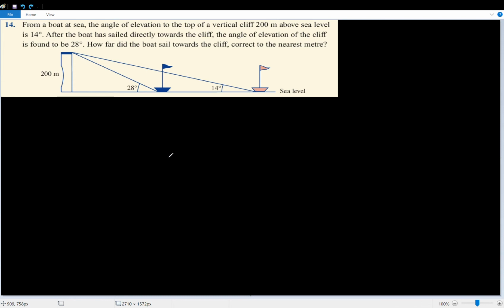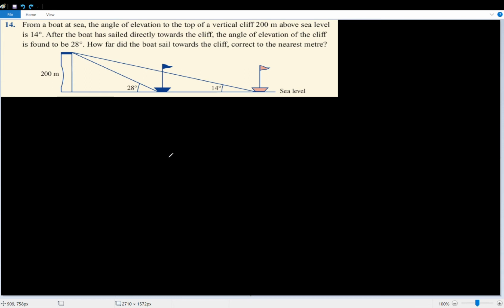From a boat at sea, the angle of elevation to the top of a vertical cliff 200 meters above sea level is 14 degrees. After the boat has sailed directly towards the cliff, the angle of elevation of the cliff is found to be 28 degrees. How far did the boat sail towards the cliff, corrected to the nearest meter?